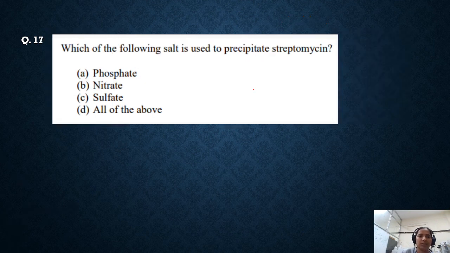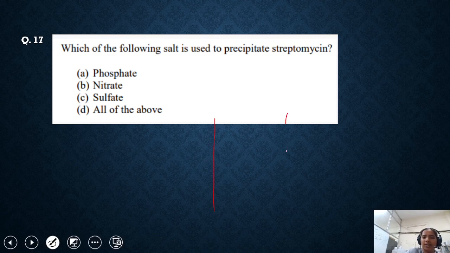This is the next question. Which of the following salts is used to precipitate streptomycin? Okay, as we discussed previously about penicillin, similarly we are studying streptomycin, on the same pattern. What is the mode of action, what are the salts used to precipitate, what are the different components used in fermentation, and what is the function of those components. And finally the purification process.